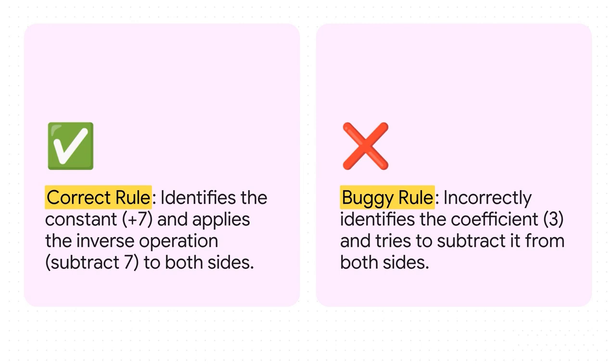And here's a perfect example of how an ITS thinks. For a basic algebra problem like this, the system knows the correct way to solve it. But here's the brilliant part. It also has a whole library of common mistakes, what the research calls buggy rules. So it knows a student might try to subtract the 3 instead of the 7. It doesn't just see a wrong answer, it understands why it's wrong.